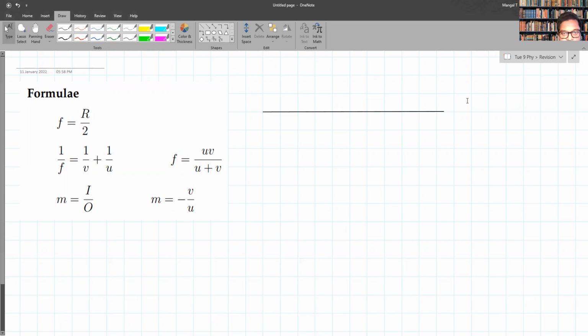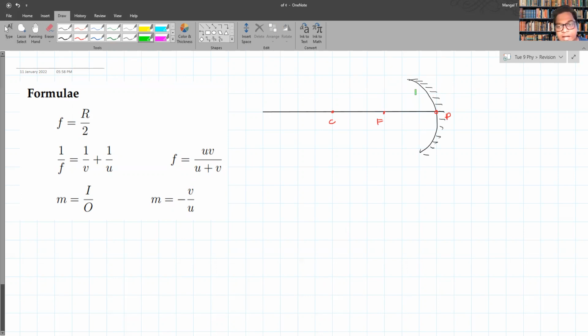For a spherical mirror, if you take into account a concave mirror, which will be like this, this point is called the pole. This point is called the focus, and this point is called the center of curvature.